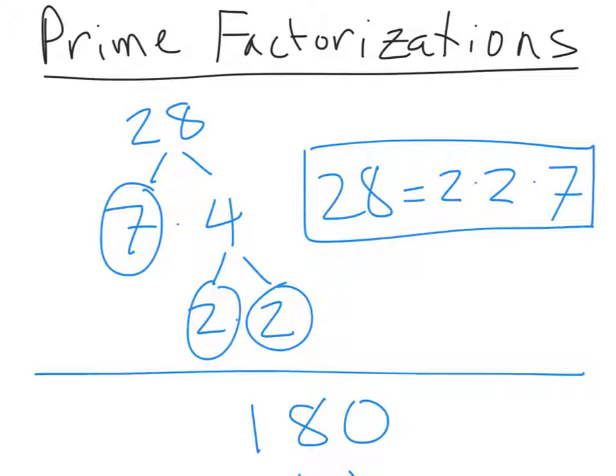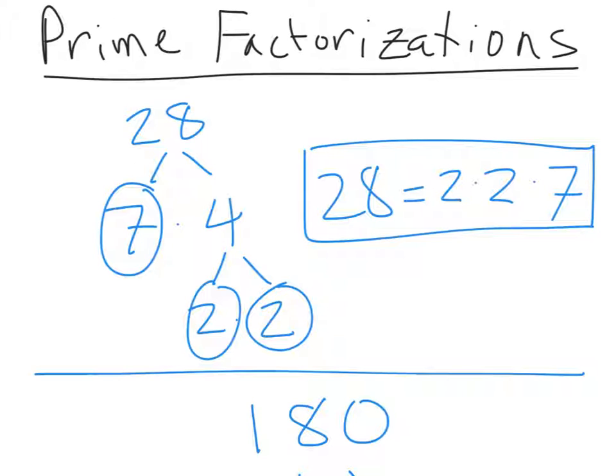Before we jump into fractions, I want to talk really briefly about prime factorizations, because this is going to help us do things like cancel, reduce, even find common denominators. So a prime factorization is just taking a number and breaking it up as a product of prime numbers. Prime numbers, by the way, are numbers that can only be divided by 1 and itself.